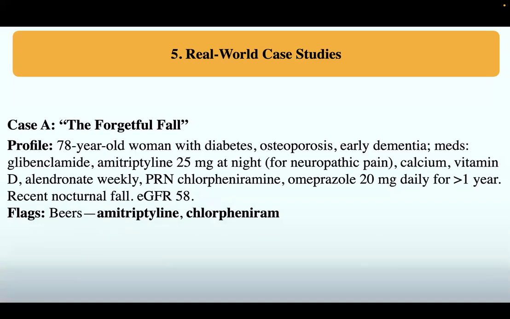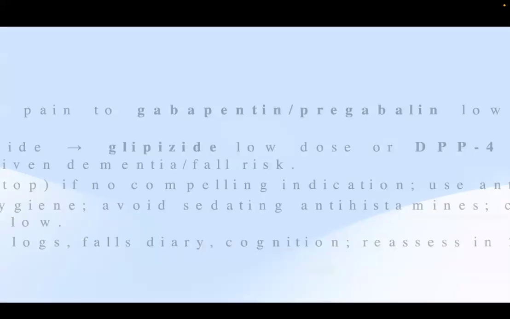Why is it so? Because for pain management, it is not compulsory to go for amitriptyline. There are some alternate agents in case of dementia, because the patient is already 78 years old and early dementia is there. So for that reason, some other pain relief option can be preferable. For chlorpheniramine, the Beers criteria also suggest an alternate agent.